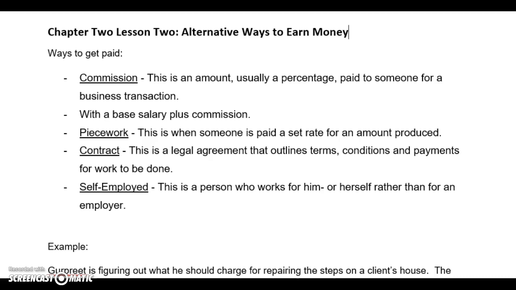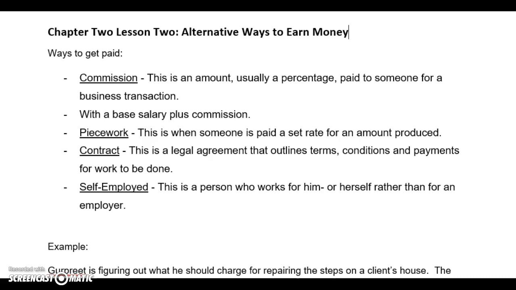In this video, we're going to be looking at lesson 2 from chapter 2, which is talking about alternative ways to earn money. So there are 4 different ways that we can earn money other than your wage or your salary, at least that we talked about in this lesson. So the first one we talked about was commission, which is usually an amount expressed as a percentage paid to someone for a business transaction. You can also get paid with a base salary plus some commission.